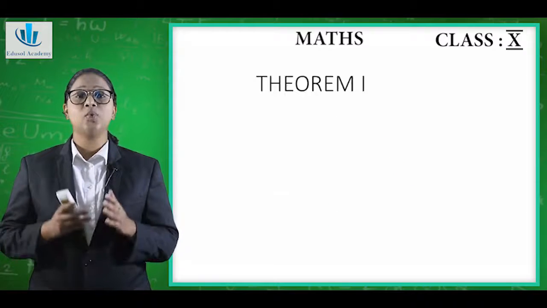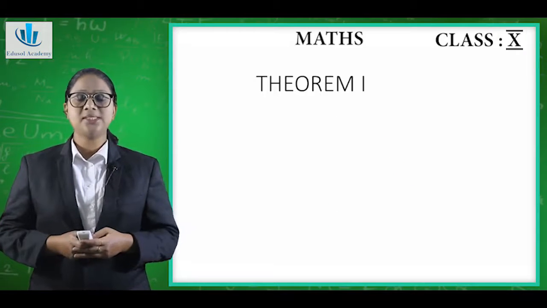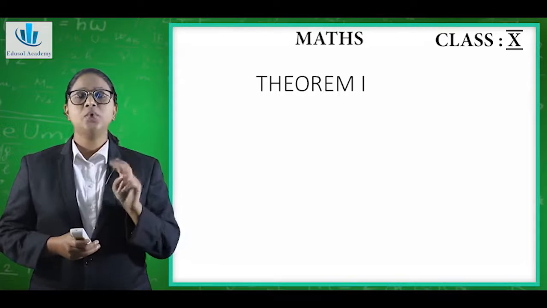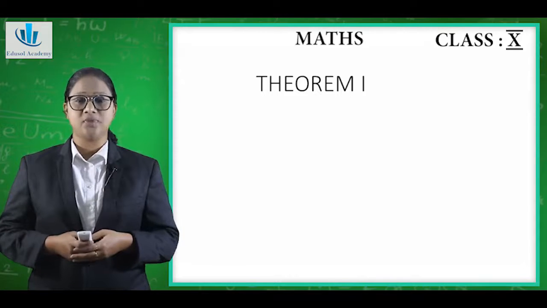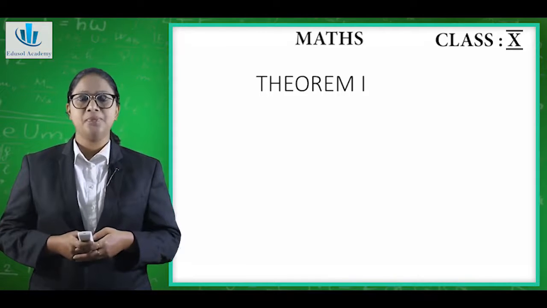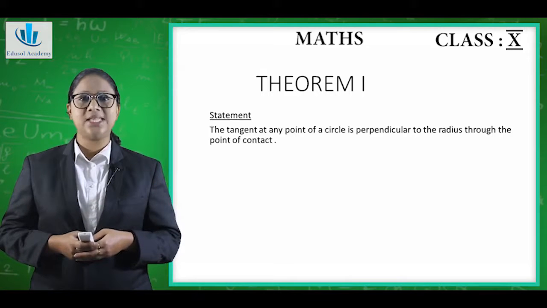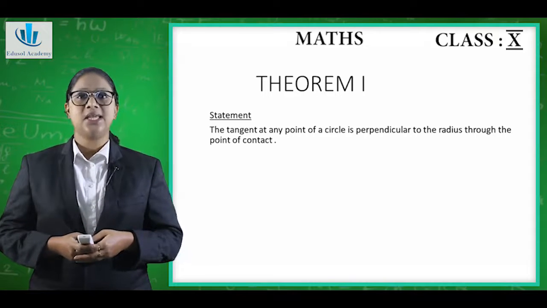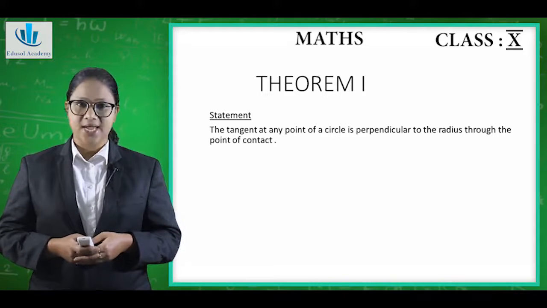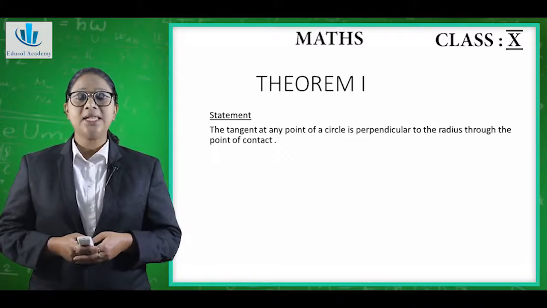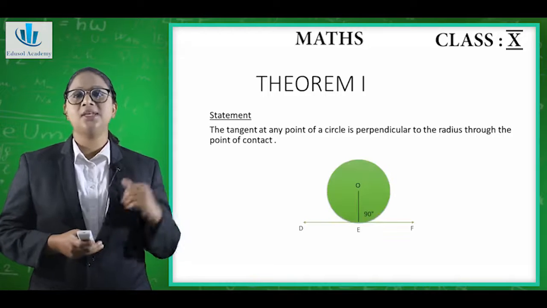Now let's get into the main concepts. In this chapter, we will be learning two theorems related to tangents of a circle and their proofs. So let's start with Theorem 1. Theorem 1 states that the tangent at any point of a circle is perpendicular to the radius through the point of contact. I can explain that with the given illustration.